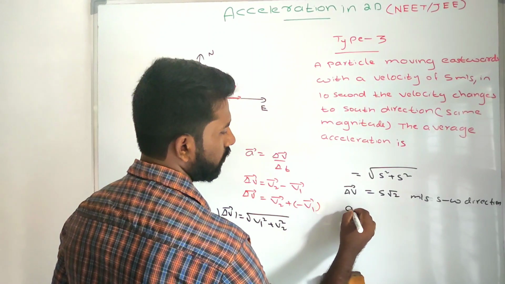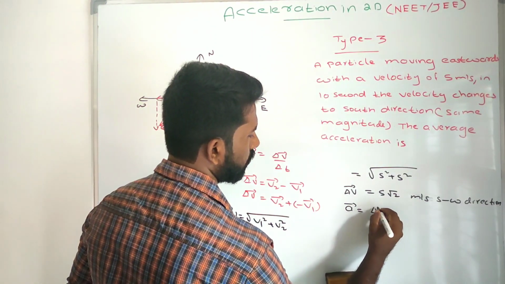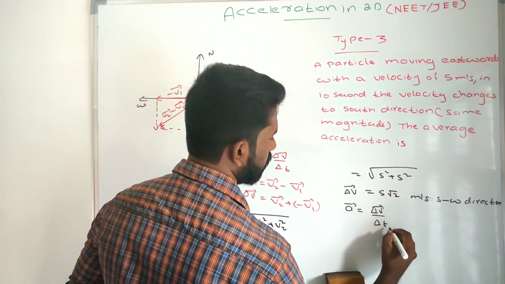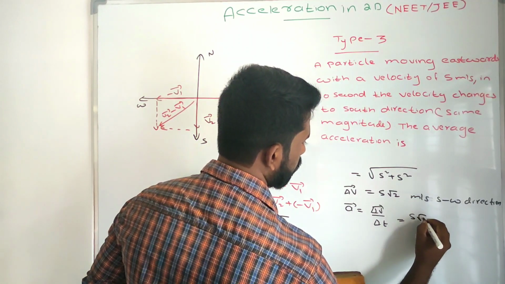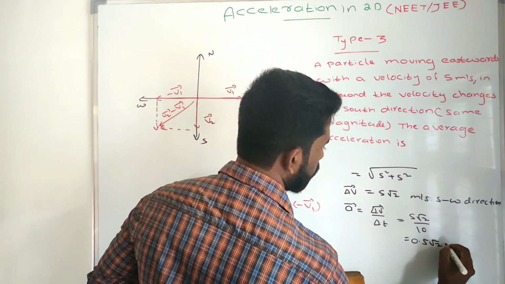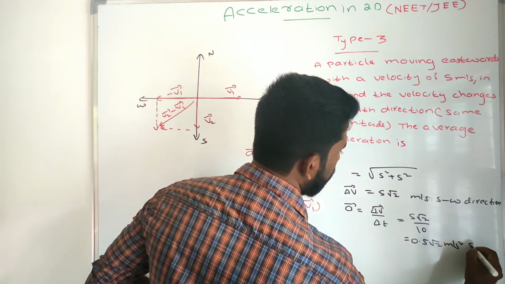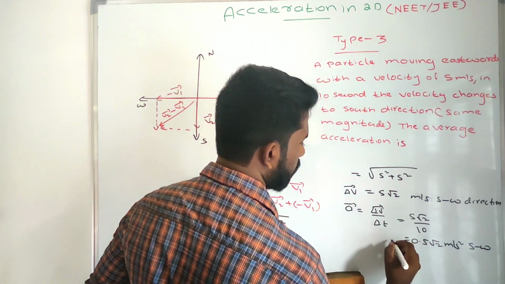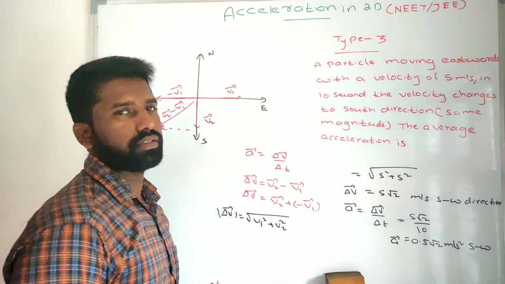We need to find the acceleration. So acceleration is equal to delta V divided by delta t. You will get 5 root 2 divided by 10, so 0.5 root 2 meter per second square in the southwest direction. This is the acceleration.